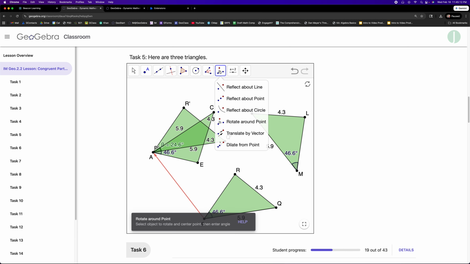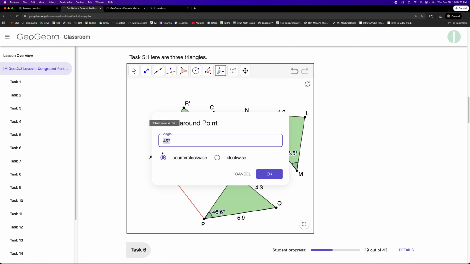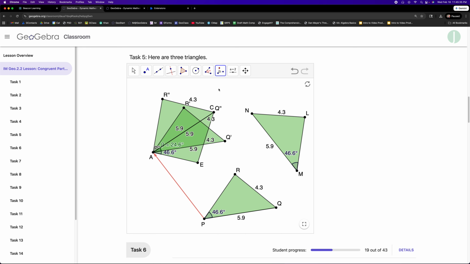So we're going to rotate. This triangle here is the one I'm going to do, so I'm going to click right there. I'm selecting the whole triangle, and I'm going to rotate around this point A, by, what was that again? 24.6 degrees, and we're going counterclockwise because we're going that way. So boom, great. We got this edge to match up, which is what we wanted.